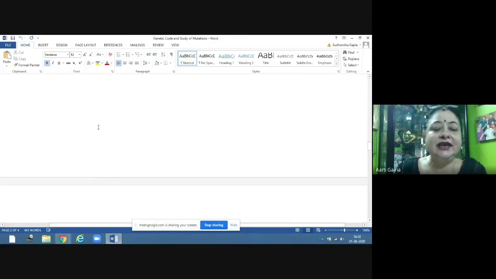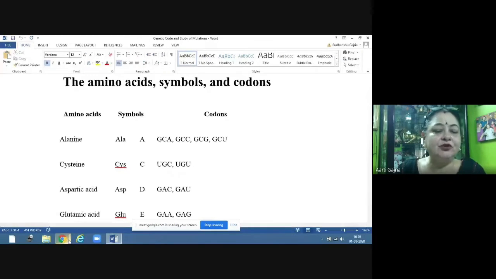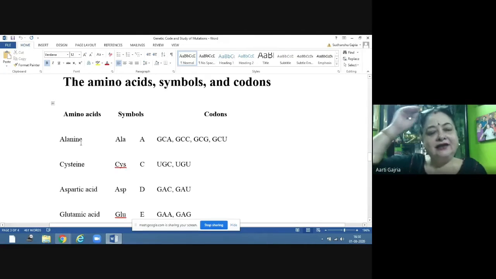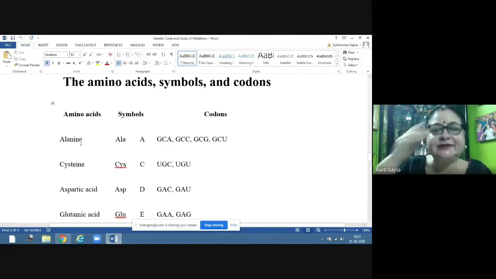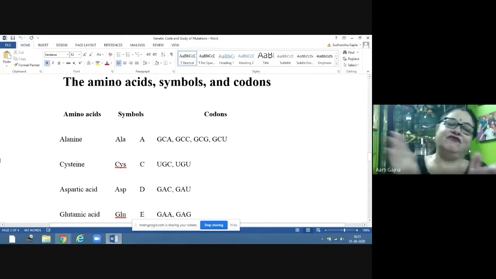Now we will see, these are the amino acids. We have 20 amino acids, and these are the symbols of the amino acids, and these are the codons which are coding for each amino acid. For example, alanine. The symbol is ALA, and what are the codons? GCA, GCC, GCG, GCU. All four are coding for alanine. So this property is degenerate. Many codons are coding for alanine.